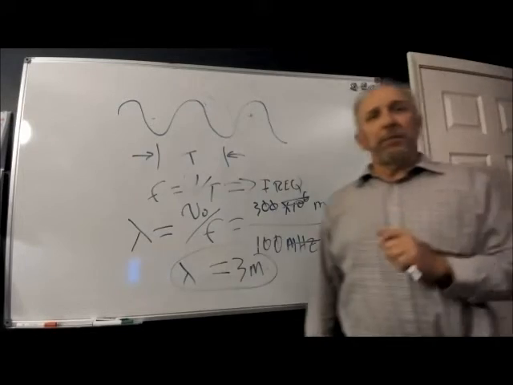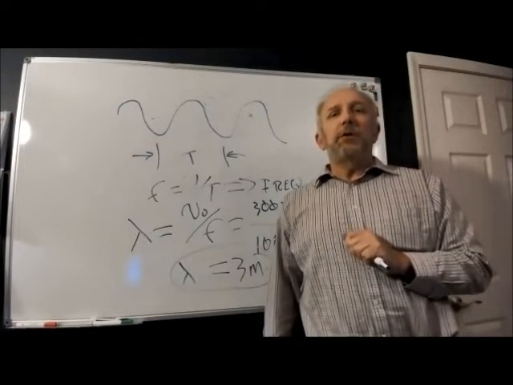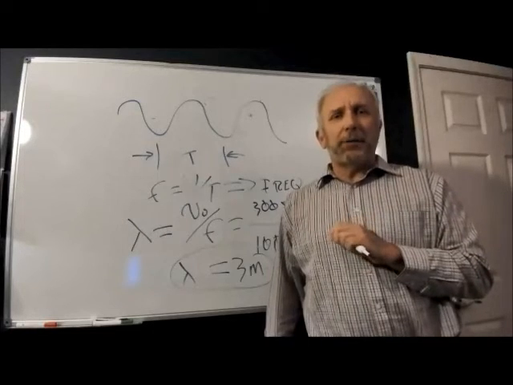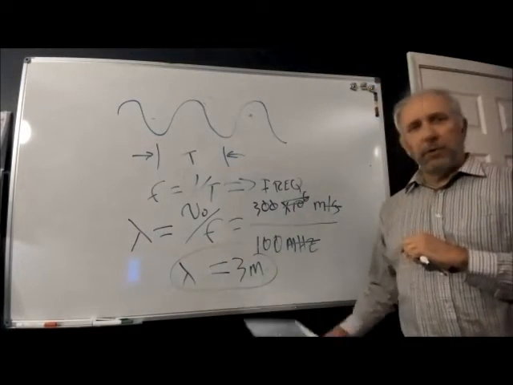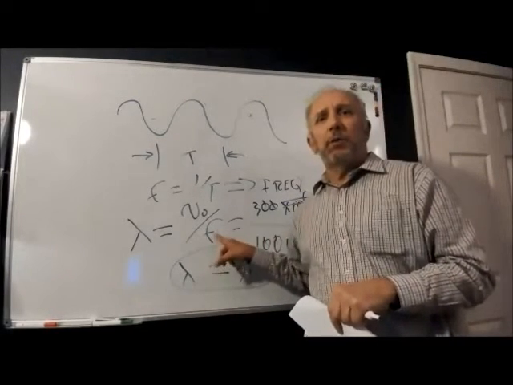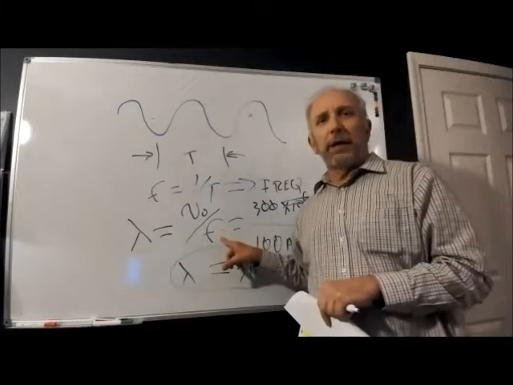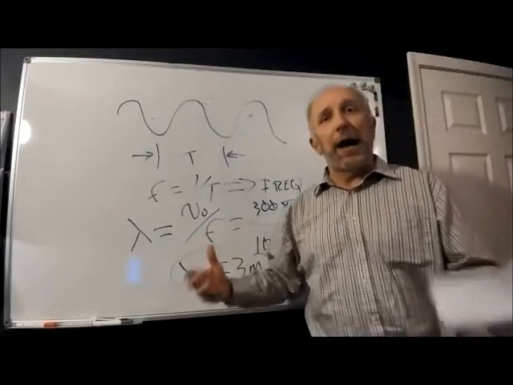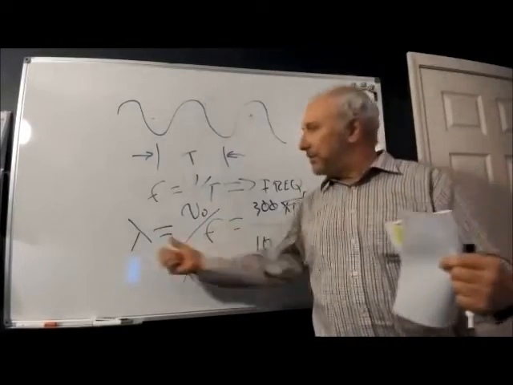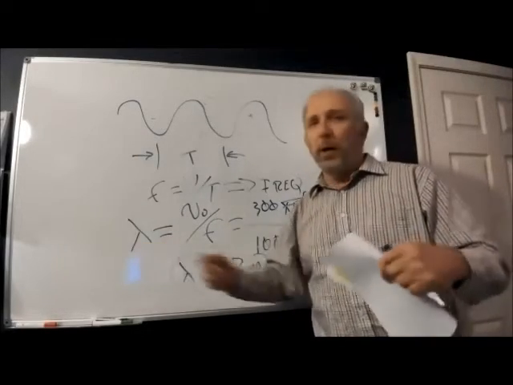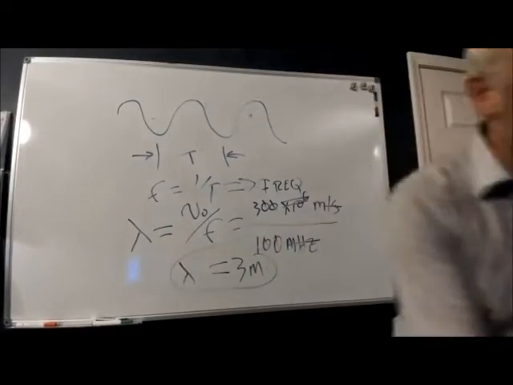Okay, so what's that mean? That means in one cycle, the electromagnetic wave has propagated how far? 3 meters. Okay, as frequency goes down, what happens to the wavelength? It goes up. So the frequency goes down, there's a longer time then. Longer time means that wave is going to propagate a longer distance, so the wavelength increases. Okay.